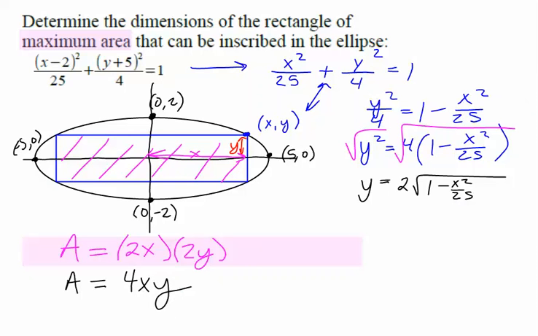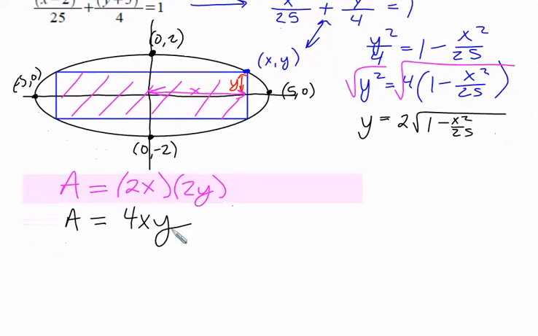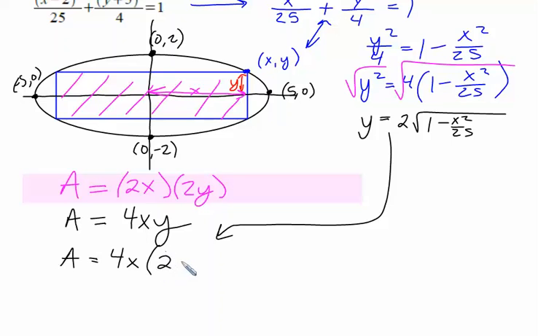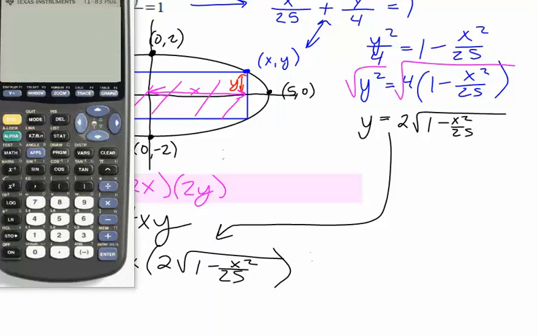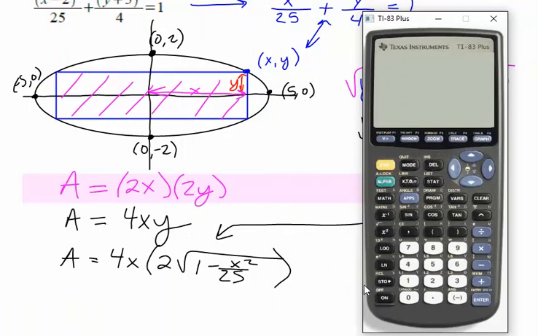Now the key thing is we just want this equation in terms of x, so we can plug it into our calculator. In other words, we're going to take this expression for y and substitute. So it'll be 4x times the quantity 2 radical 1 minus x squared over 25. That's what we will go to our calculator and put in the y equals. Now please, when we do this, don't try to simplify too much before we go to the calculator. It's just easy to make a mistake if you try to simplify significantly by hand.